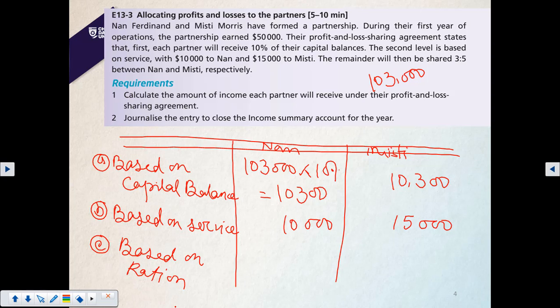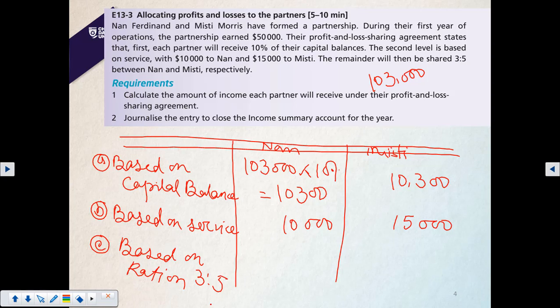So now I need to know how much is the remaining money. Is that okay? We already used 10,300 plus $10,300. How much is $20,600 plus 10,000? That is 30,600 plus 15,000, 45,600. How much is remaining? $4,400. So the ratio is 3:5.